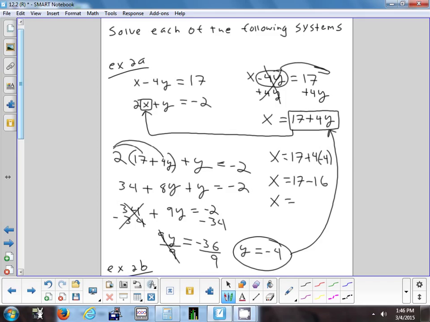What's my answer for x? 1. x equals 1. 17 minus 16 is 1. Are we done now? Now we're done. Okay, this is the exact same setup for every single problem. So if it seems confusing, at least the one good thing about it is it's never going to change. Ever. It's the same thing every time. Okay? Any questions on that?